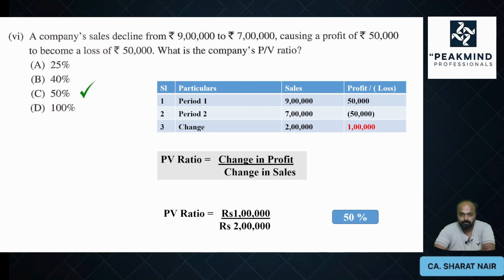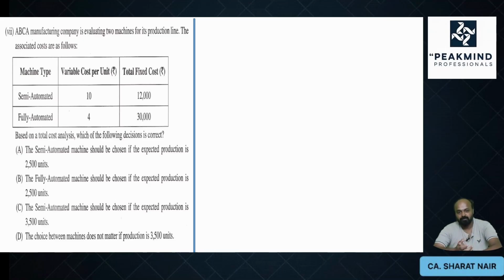Moving to the next MCQ, there is a company which is evaluating 2 machines for its production line. One option is a semi-automated machine, or otherwise they can opt for a fully automated machine. They have given us the variable costs under both options, 10 and 4 respectively, and similarly fixed costs are given for both options. Now they have given us various scenarios and they are asking us to find out which one is the right answer. This question is based on the indifference point.